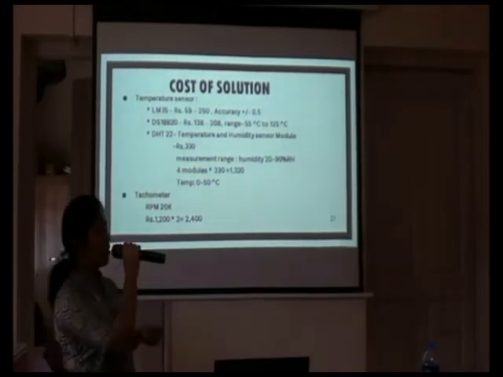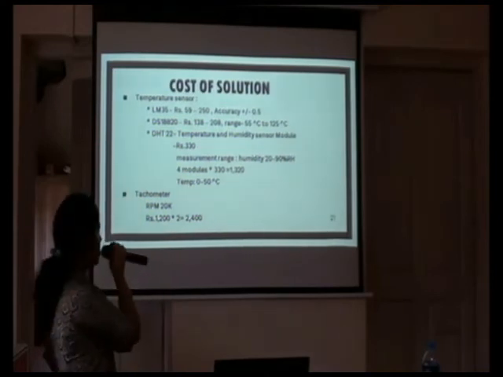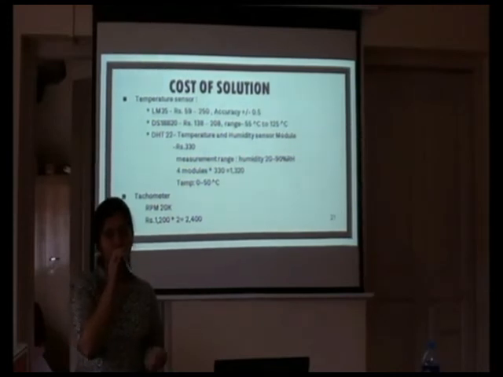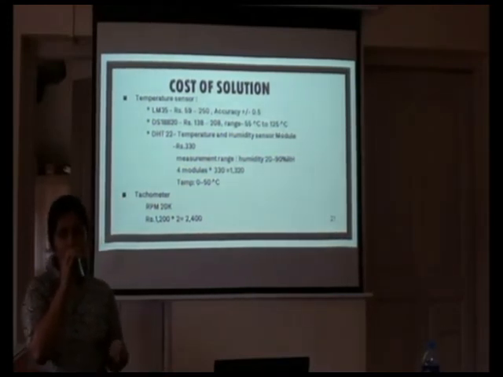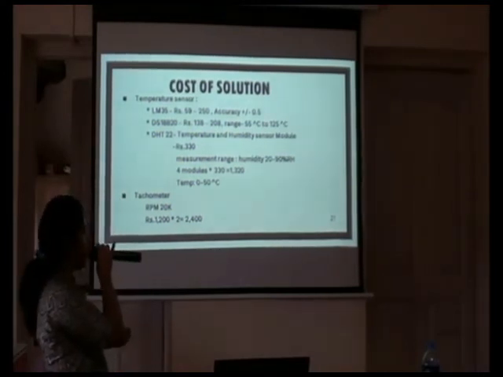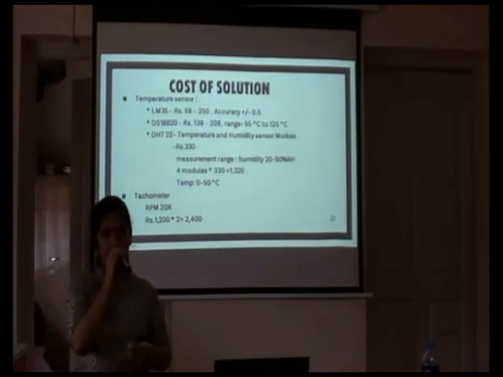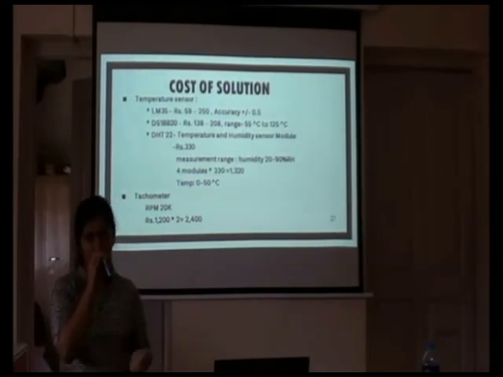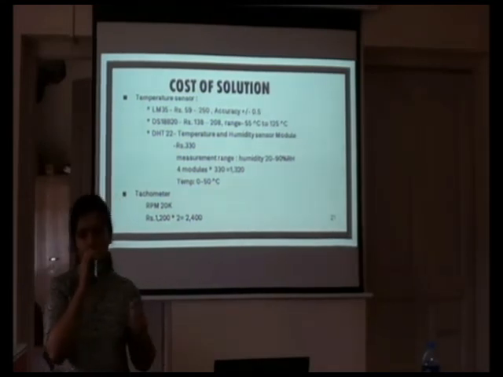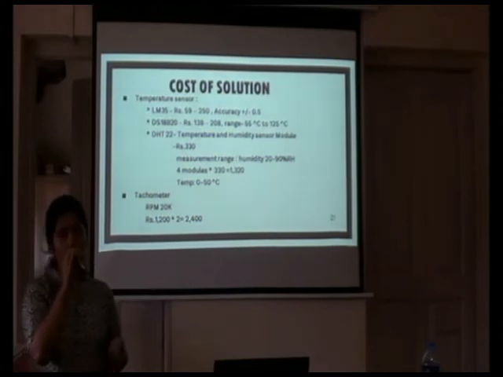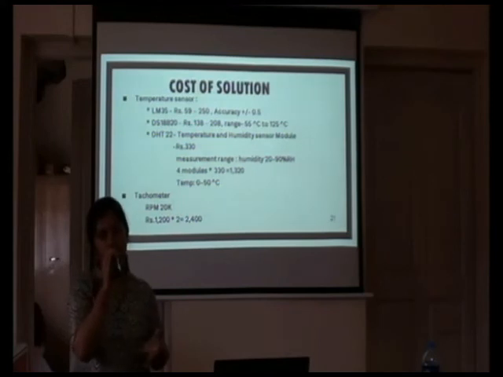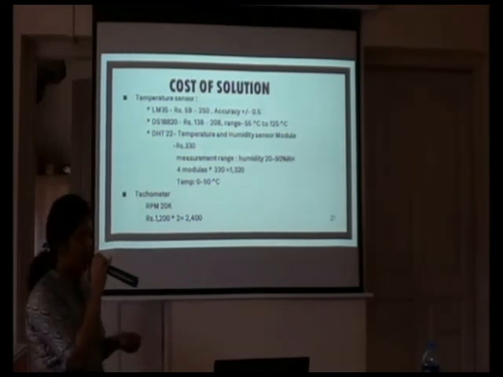55 degrees Celsius to 125 degrees Celsius. The DHT22 temperature and humidity sensor module can cost up to rupees 330. Since we use 4 modules, the total cost can amount to rupees 1,320. The effective temperature range is 0 to 50 degrees Celsius. The next component to be considered is the tachometer. It can measure RPM up to 20K, and its cost is 1,200. Since we use 2 tachometers, it will amount to rupees 2,400.